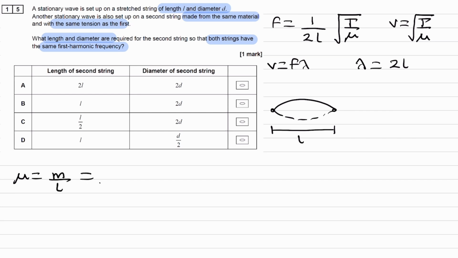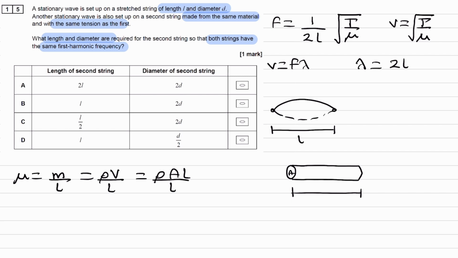Mass is equal to density times volume, and the volume of a wire is equal to the cross-sectional area times length. I'll just draw a very quick sketch so you can see that. Here's our wire, this is our cross-sectional area, and this is the length, times the two things to get the volume. The lengths then cancel, and the mass per unit length, mu, can then be rewritten as cross-sectional area times density.